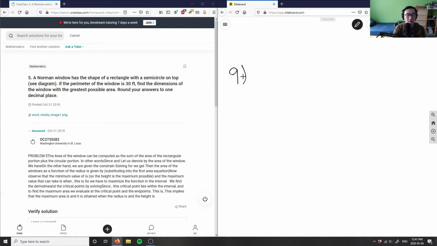So this is actually part of a grade 12 calculus question. This is the concept of optimization. Basically what we have to do is first draw a diagram. So let me draw a diagram first. We have a shape of a rectangle with a semicircle on top. So it probably looks something like this here.